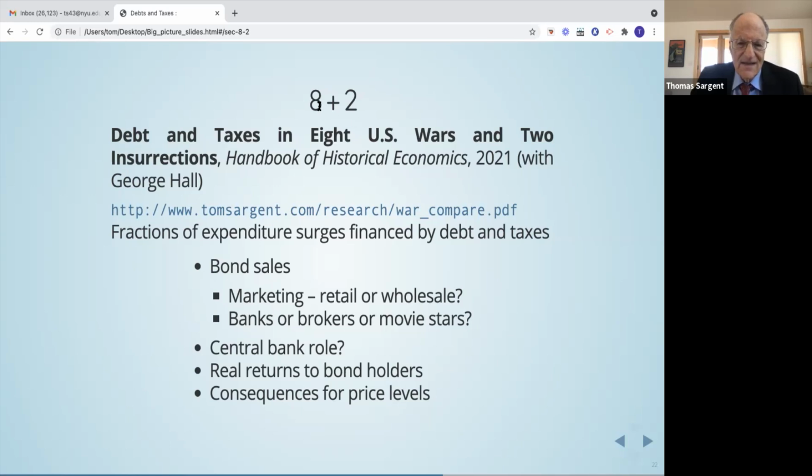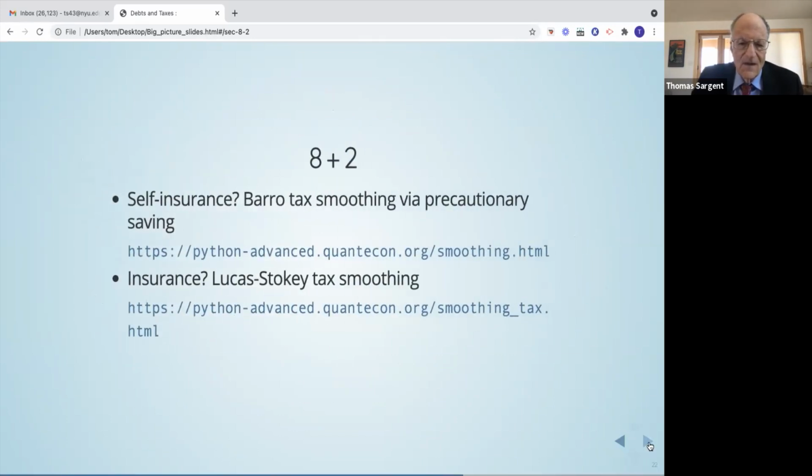So we've organized the data, and we have two models that guide us there, the Barro model and the Lucas and Stokey model. The souped up version of the Barro model is about tax smoothing and precautionary saving. Incomplete markets, very incomplete markets, and you precautionary save. The Lucas and Stokey model has lots of insurance markets, complete markets, and the government finances things by entering into an insurance deal with the public. And this 8+2 shows there are elements of both.